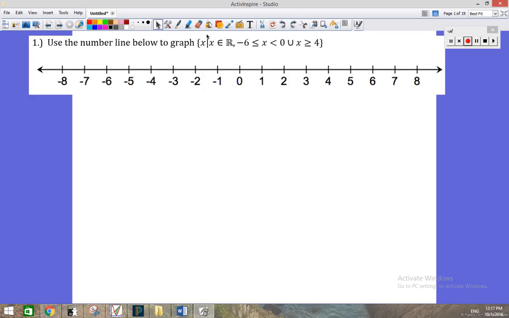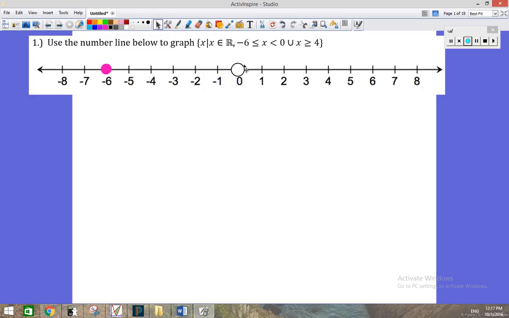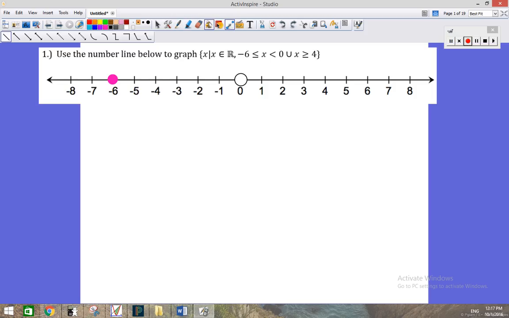It's the set of X such that X is an element of the set of real numbers, and it gives us the restriction that -6 is less than or equal to X, which is less than 0. So that interval I can graph on the number line. Since it's less than or equal to, at -6 will be a solid dot. At X equals 0 will be a hollow dot. And in between, all numbers in between.